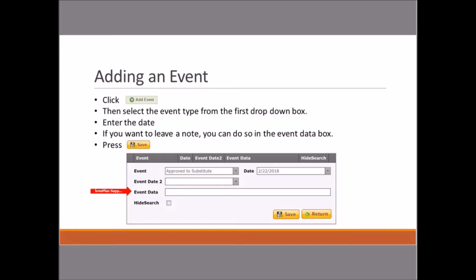And then the next field looks a little different between the systems, but when you're in the JAS system, you have a box that says hide search. When you check that box, that event will not be included in the applicant summary. It's going to hide it. It's not going to be searchable. So hiring managers would not be able to see that event on the applicant summary.